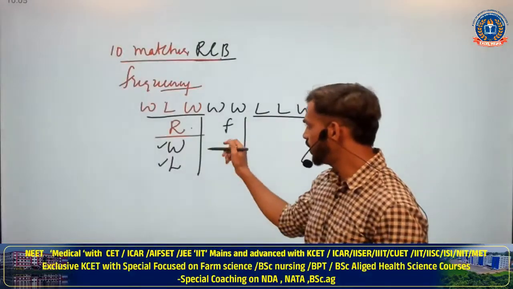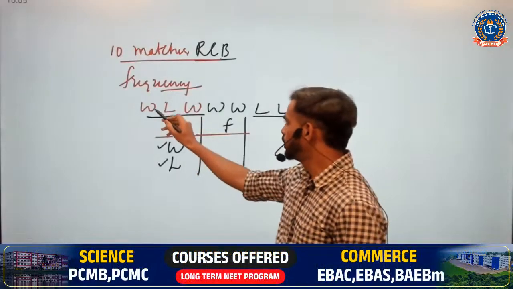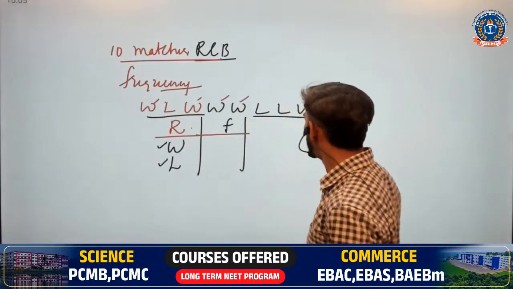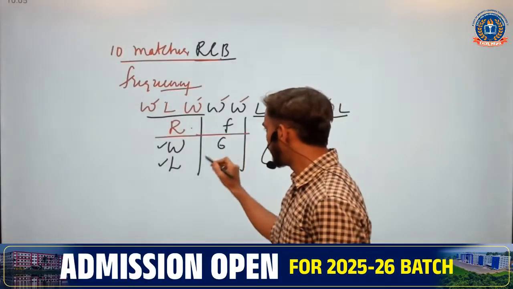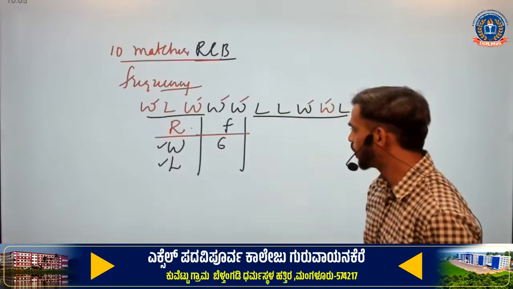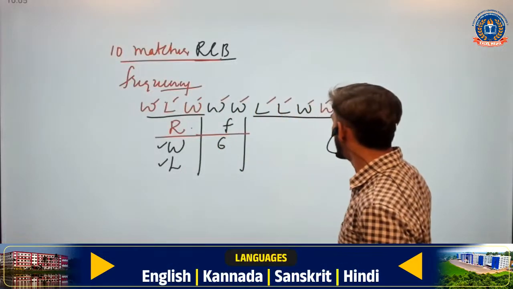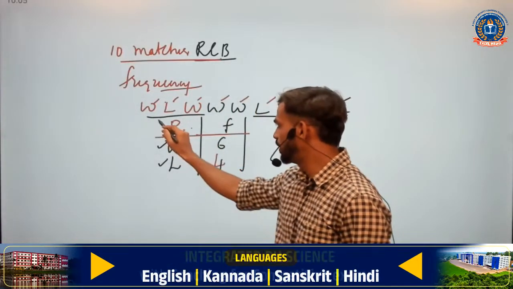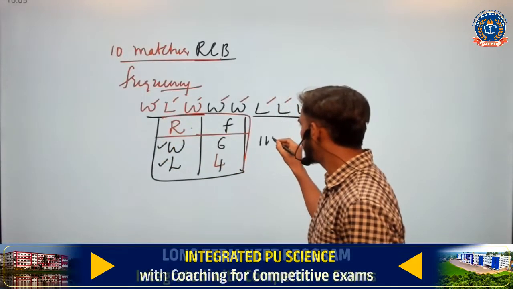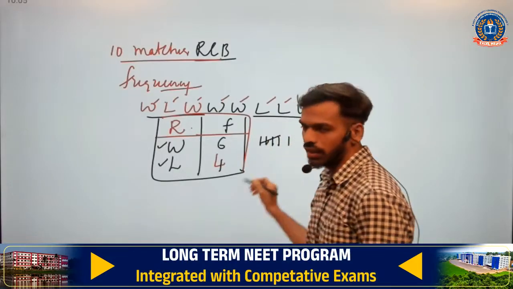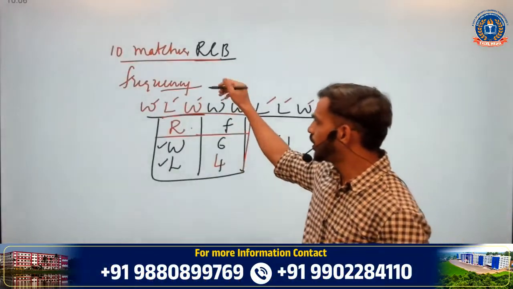Now we just need to count how many matches were won by RCB. That is 1 2 3 4 5 and 6. So 6 times RCB won in the recent 10 matches. Similarly, the remaining 4 matches they have lost. This is a simple frequency distribution. By using tally marks also we usually create it, but those things will be learned later. First we need to understand what frequency is.